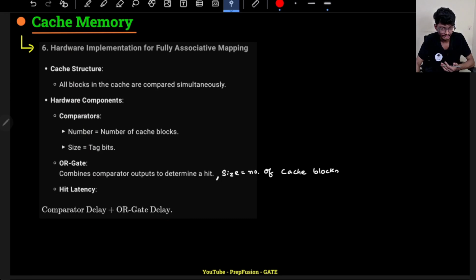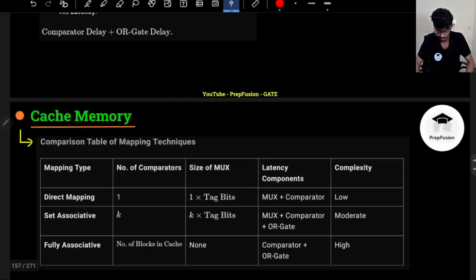That's it. That is the main crux of this fully associative mapping. Now what is the hit latency here? As I don't have any mux, the delay will be caused by the comparator and the OR gate. These are the two causes of delay. Okay, I hope you have understood.